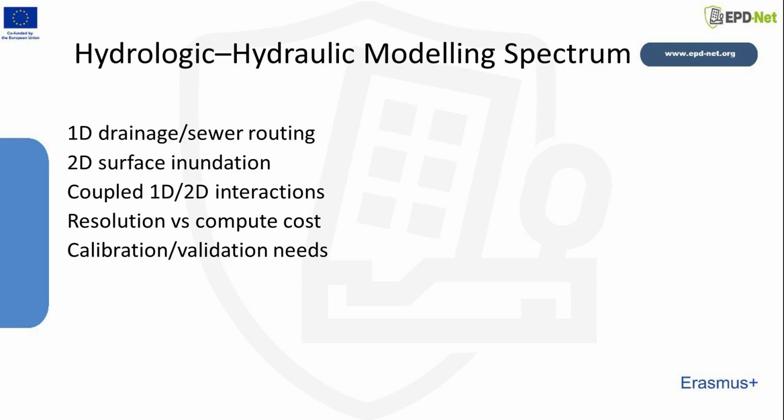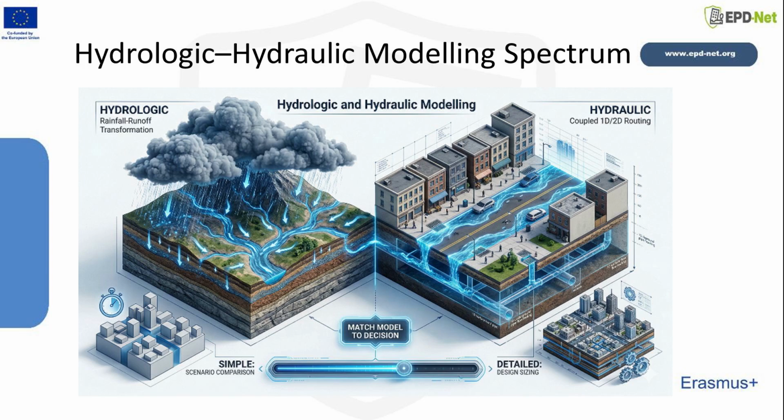Beyond screening, we have a spectrum of hydrologic and hydraulic modeling options. Hydrologic models focus on rainfall runoff transformation, how much water becomes runoff and when. Hydraulic models focus on flow routing, how water moves through channels, pipes, and overland surfaces. In urban contexts, modeling often involves a coupled approach: a drainage network representation plus surface flow, which can be one-dimensional, two-dimensional, or a mix. The more detailed the model, the higher the demands for data, calibration, and computational time.